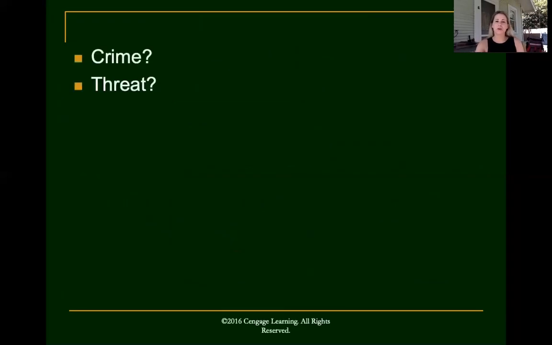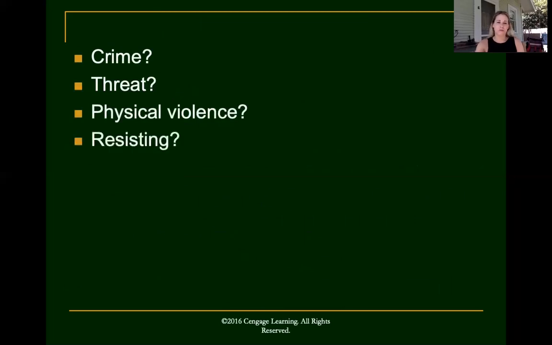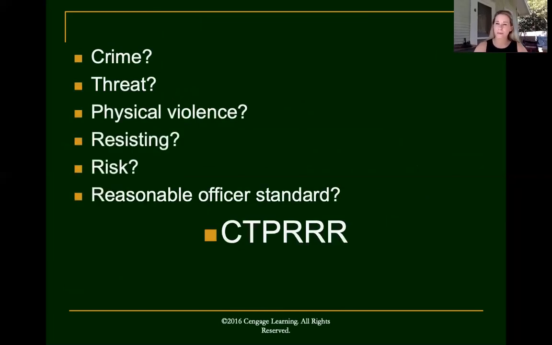So in order to help you guys remember this, I want you to remember CTP triple R. CTP triple R. So you look at the crime. What was their crime? Were they posing a threat? Did they resist arrest? Were they posing a physical violence? What risks did they pose? And what was the reasonable officer standard? So CTP triple R. That's a good way to remember the use of force standards to consider.